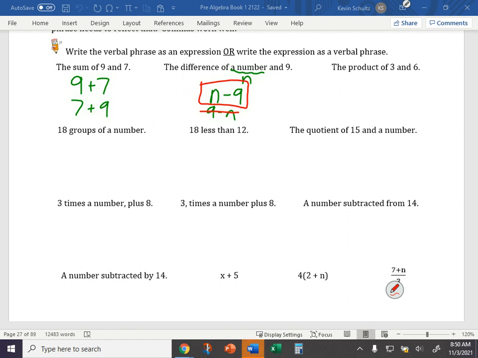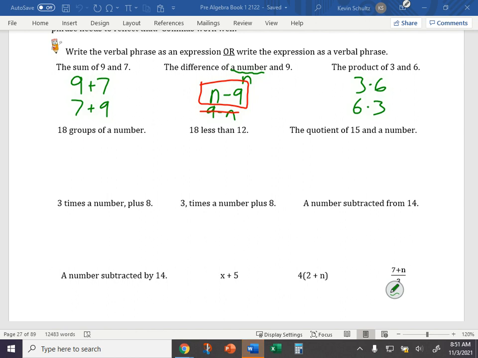The product of 3 and 6, what's that going to look like? Somebody I haven't heard from yet today. Let's get a new voice. The product of 3 and 6. Quentin. 3 times 6. Could we reverse that? 6 times 3 would also work. Good. Okay.